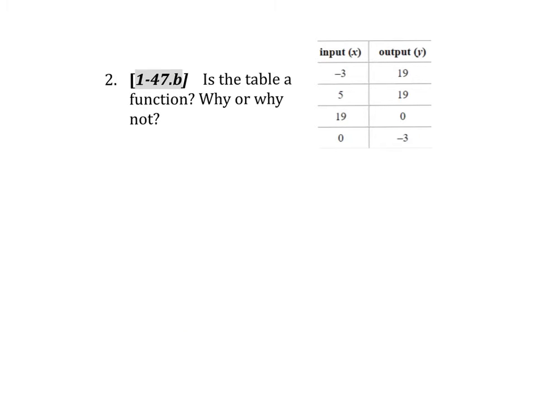So for number 2 is the table a function, yes or no. If you remember when we were going over functions, you had to make sure that if you have your x values, negative 3, negative 5, 19, 0, that when you compare the outputs, each input goes to exactly one output. So even though these two outputs are the same, the inputs are different, and that's fine. So this is a function.